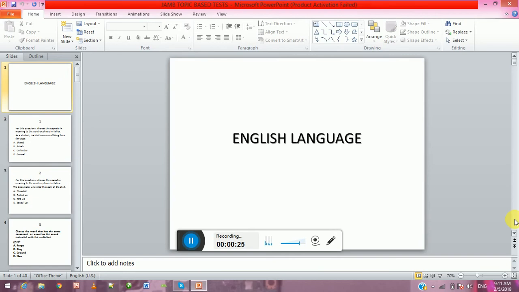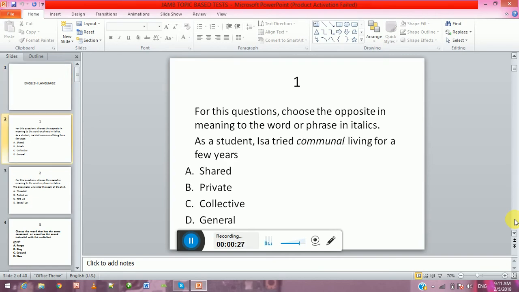Let's start with English. Number one: for these questions, choose the opposite in meaning to the word or phrase in italics. As a student, Isa tried communal living for a few years. A. Shared. B. Private. C. Collective. D. General.